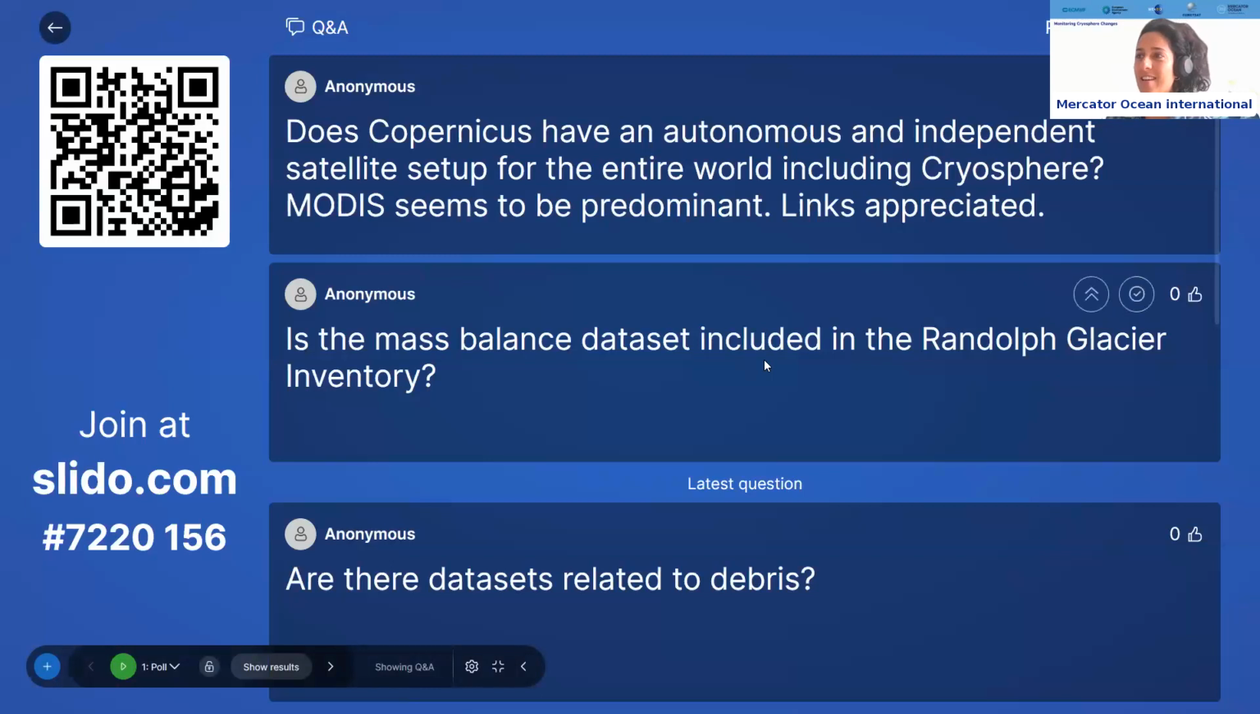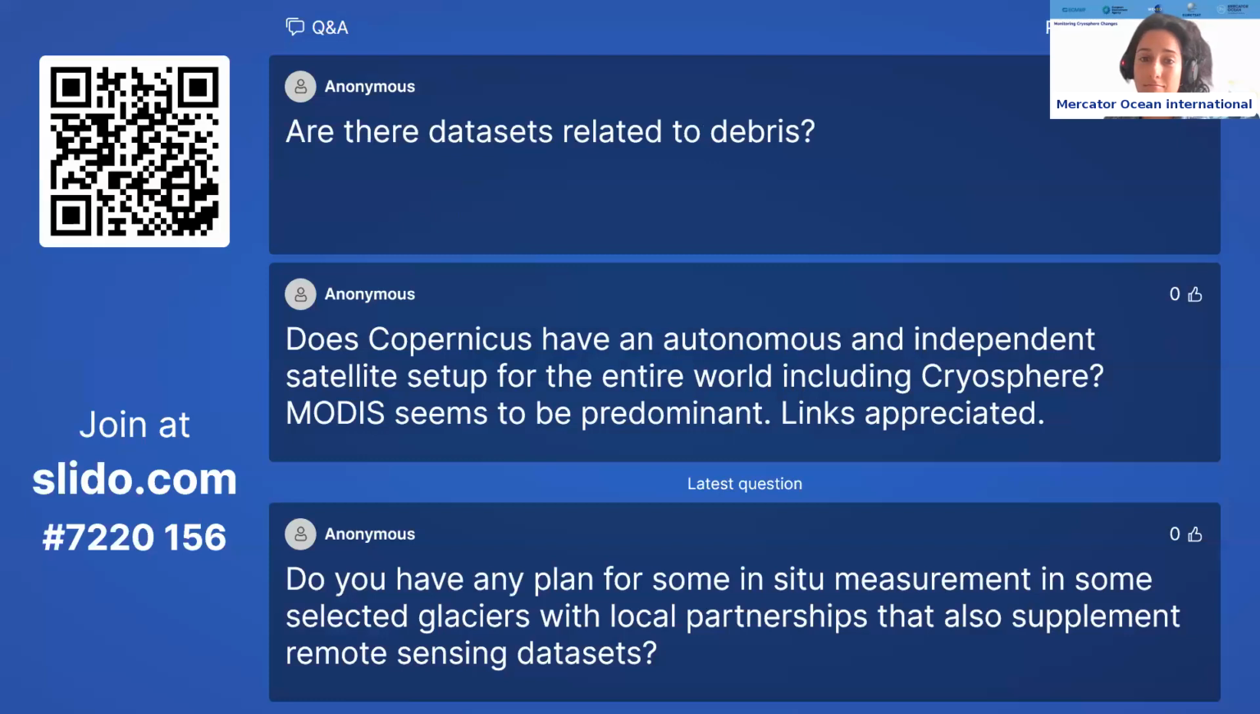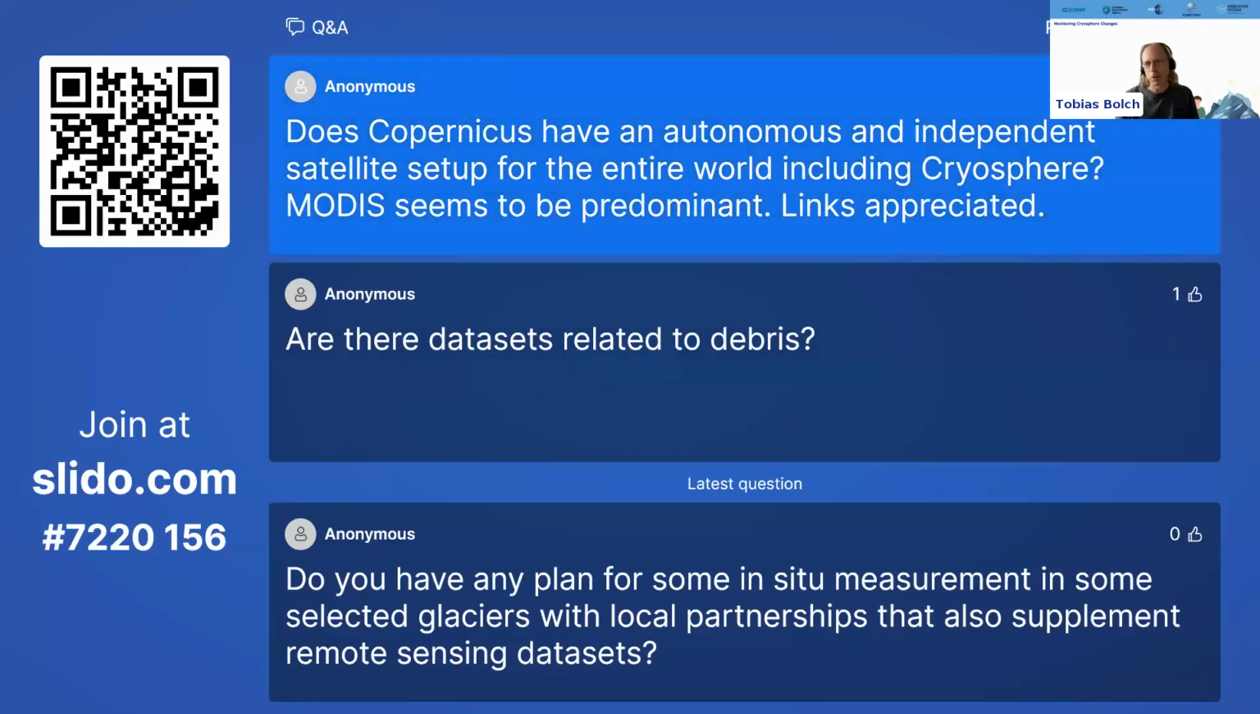Great. So does Copernicus have an autonomous and independent satellite setup for the entire world, including the cryosphere? MODIS seems to be predominant. Well, this was a question to the general team of Copernicus, but yes. Well, if you know. MODIS has the major advantage that it's available since 2000, and there is no product available otherwise. So this is why it is really used quite a lot.